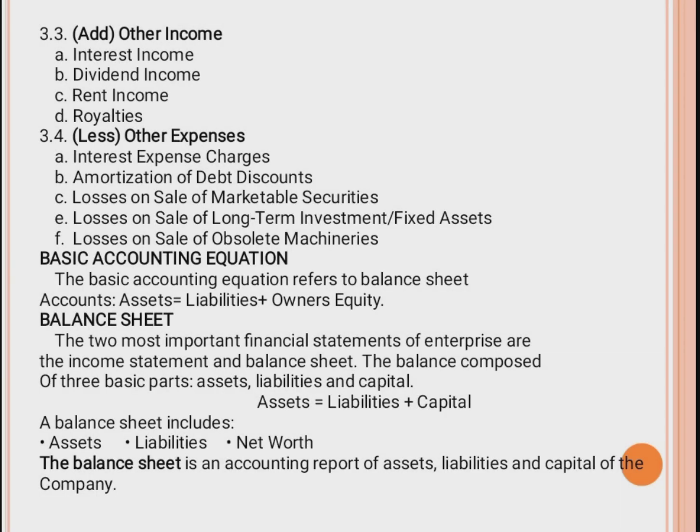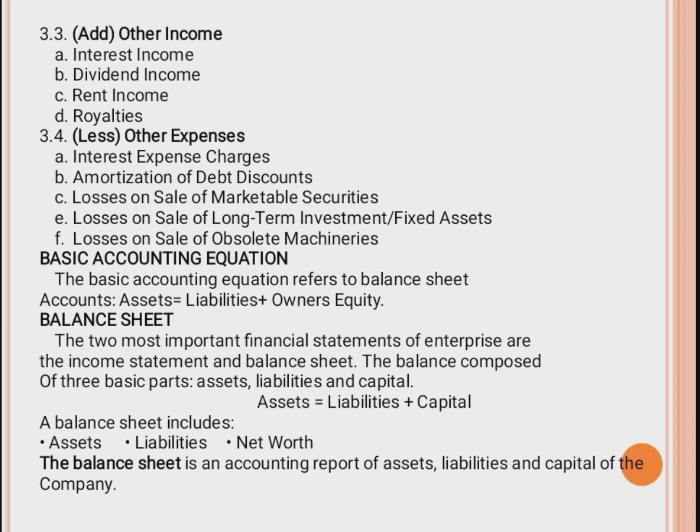3.3, add other income. Letter A, interest income. B, dividend income. Letter C, rent income. D, royalties. 3.4, less other expenses. Letter A, interest expense charges. B, amortization of debt discounts. Letter C, losses on sale of marketable securities. Letter D, losses on sale of long-term investments or fixed assets. Letter E, losses on sale of obsolete machineries.